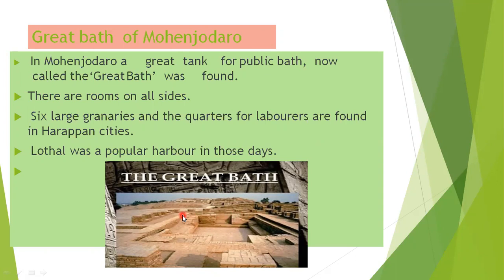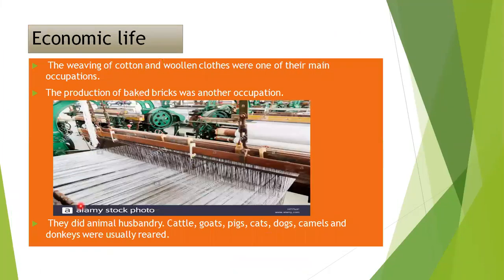Six large granaries and quarters for the laborers are found in the Harappa cities. How many granaries are there? There are six granaries, means Kanajagalu. Granaries are for storing food. Laborers' quarters are also found in the Harappa cities. Lothal was a popular harbor in those days. Harbor means port. Lothal was a famous port in the Harappa civilization.